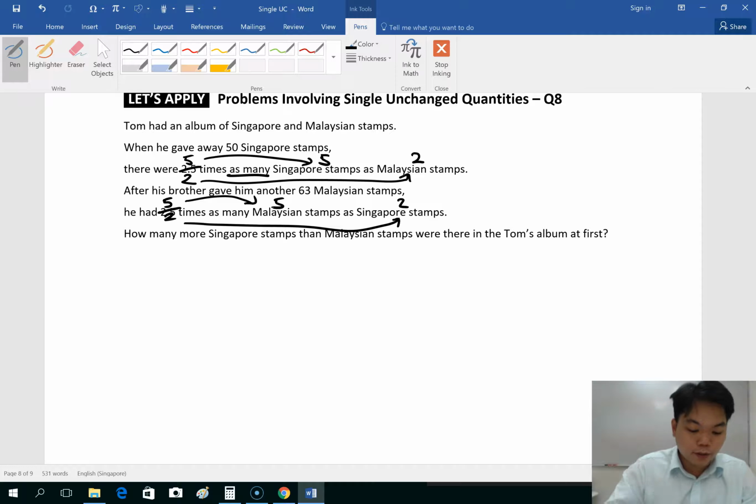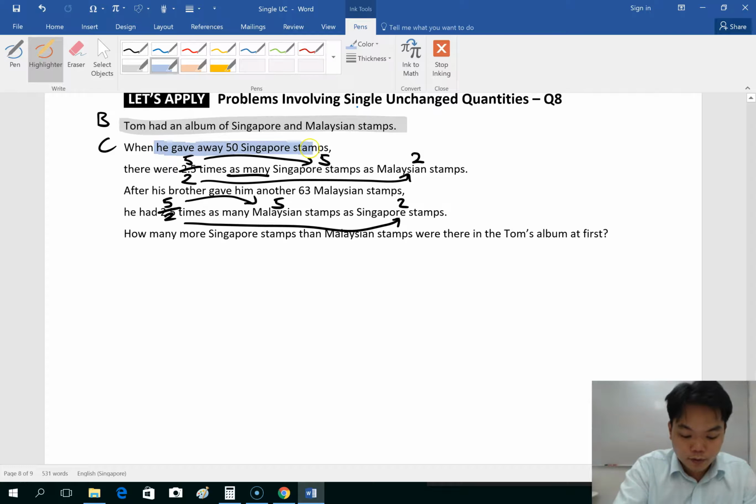Now let's identify what's happening. Tom had an album of Singapore and Malaysian stamps. This was before. He gave away 50 Singapore stamps. Then there were 5 out of 2 times as many Singapore stamps as Malaysian stamps.